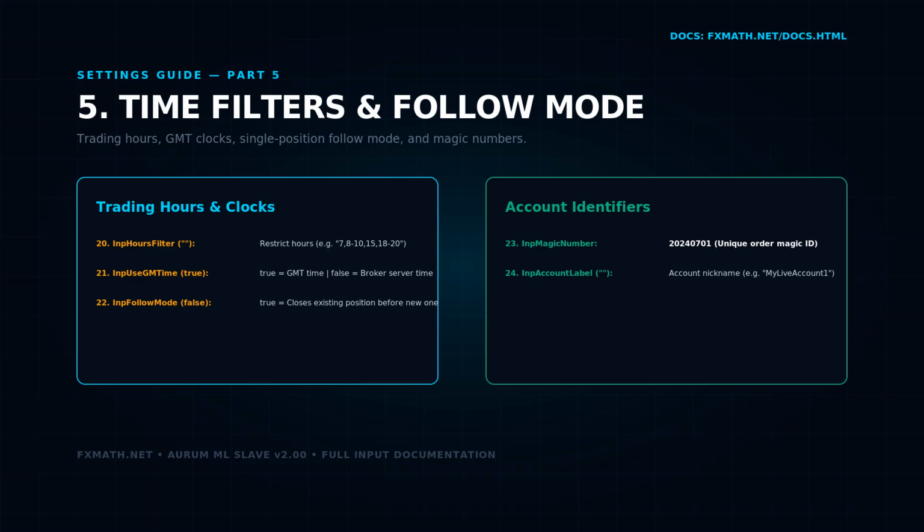Setting 22 is InpFollowMode. When true, if a new signal arrives for a time frame where you already have an open trade, the EA closes the old trade first, ensuring strictly one active trade per time frame. Finally, InpMagicNumber isolates orders, while InpAccountLabel sends a custom nickname to your server reporting panel.